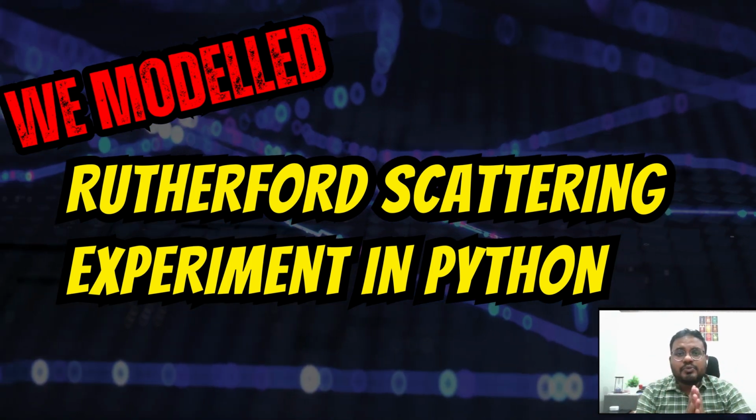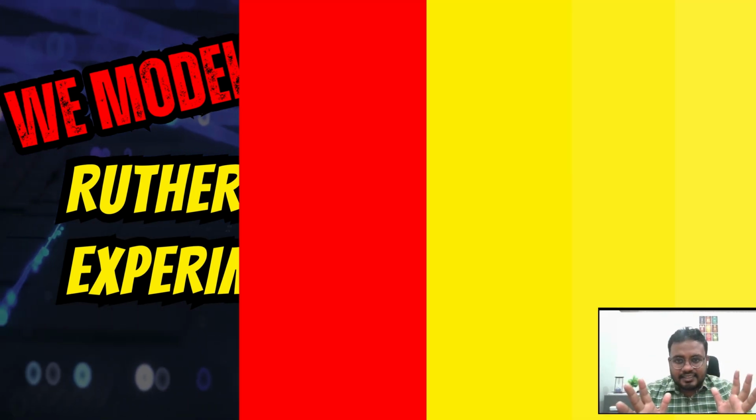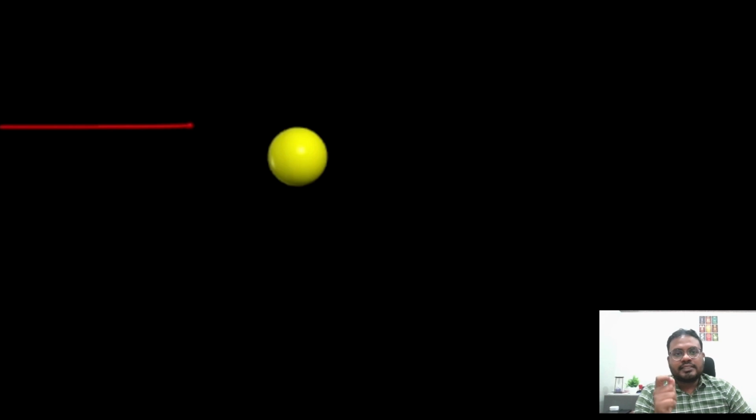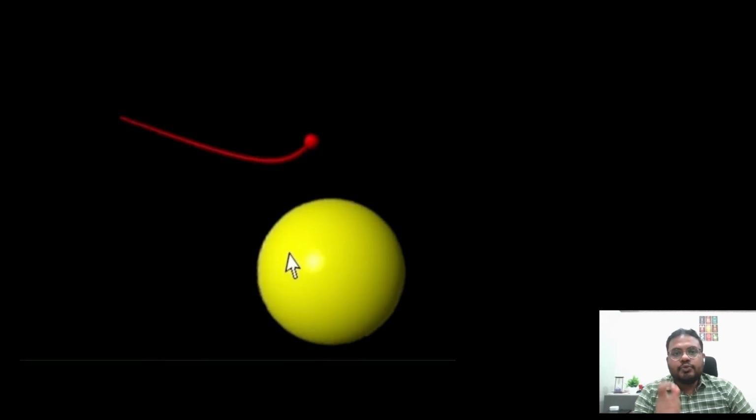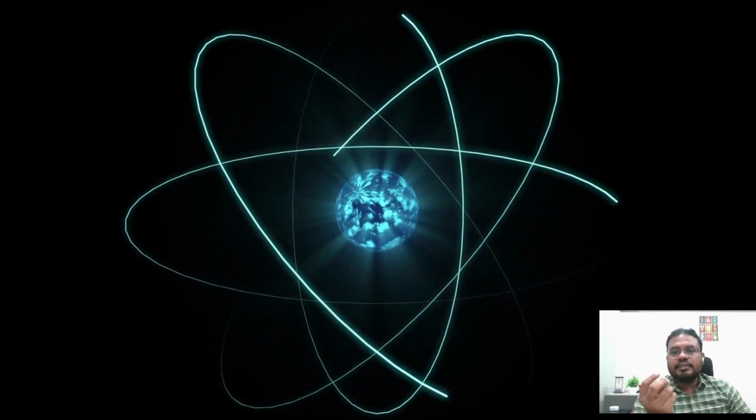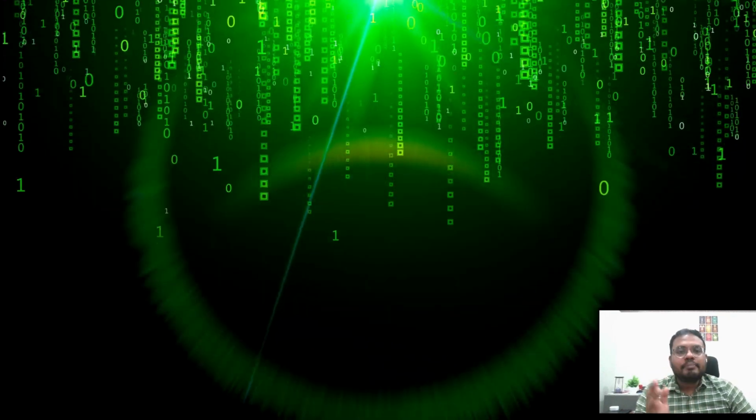We modeled the Rutherford scattering experiment in Python. And trust me, the results are surprisingly real. You are about to see what actually happens inside the nucleus, particle by particle.